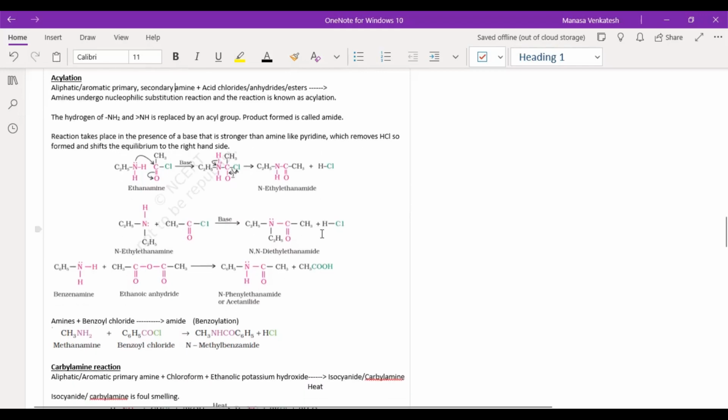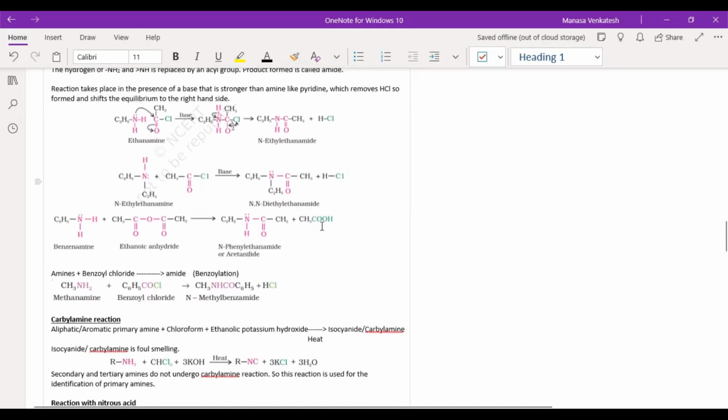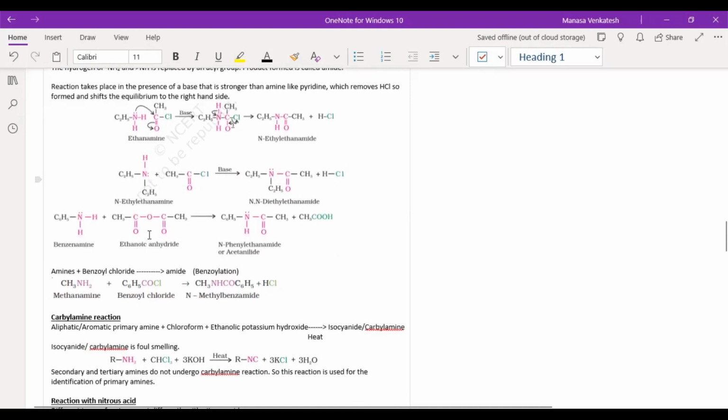And the byproduct in these reactions is HCl. On the other hand, when it reacts with an anhydride, it also leads to the formation of the same kind of compound, but the byproduct which is formed is CH3COOH, which is an acid.